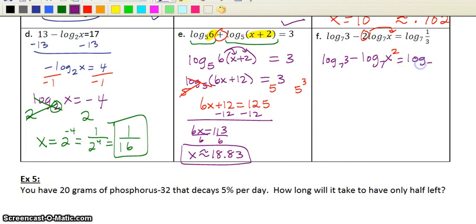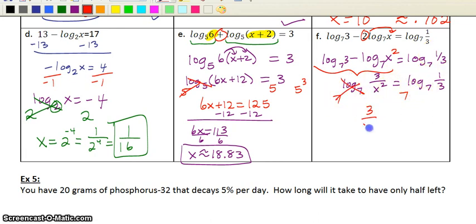And now on this left side, I want to use a property and condense those into a single log. If you think about our properties, I got a subtract sign, so I'm thinking the quotient property. So I'm thinking log base 7 of 3 divided by x squared. And this is okay that I have logs on both sides because remember what we did with example 3. If there is a log with the same base on both sides, if I, for example, take both sides as exponents of 7, the base of 7, I end up canceling that and getting 3 over x squared equals 1 over 3.